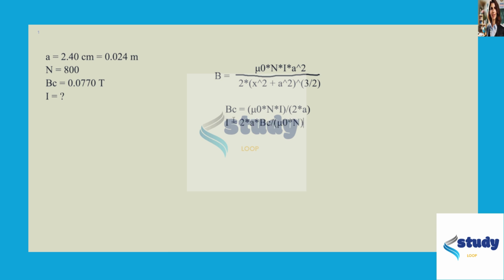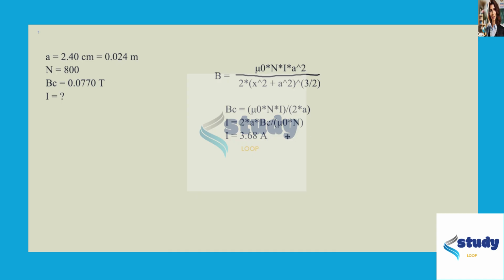Now we just have to plug in A is 0.024, BC is 0.077, our factor of mu naught, and N is 800. So when we plug that all in, we get I is equal to 3.68 amperes. So that's the answer to part A.